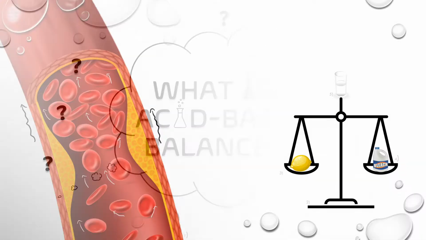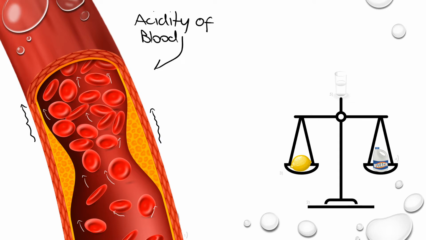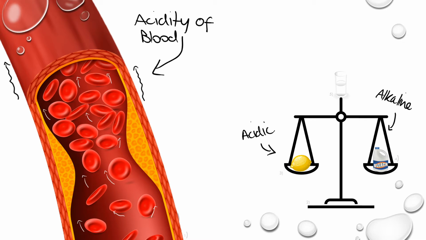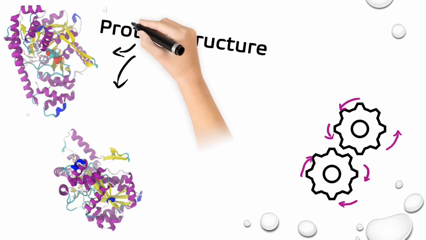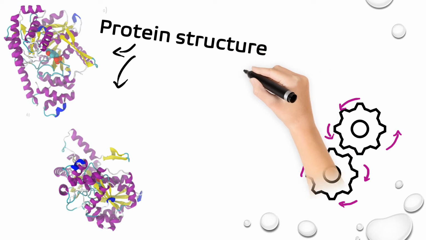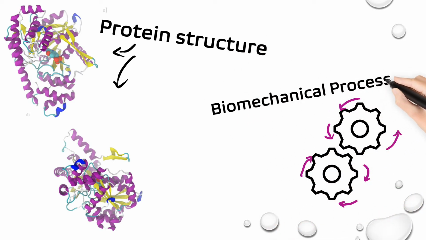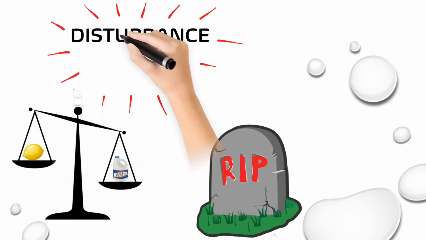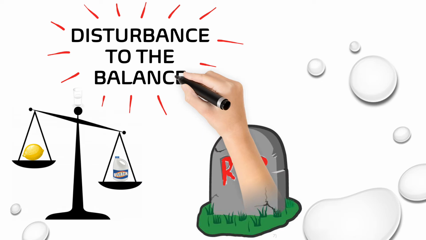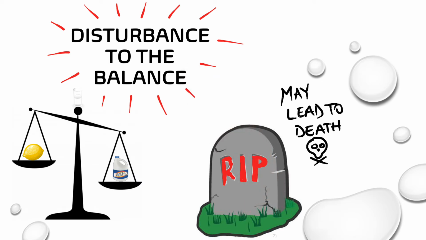So what is acid-base balance? Acid-base balance refers to the acidity of blood. Our bodies need the correct balance of acidic and alkaline compounds to function properly. It is extremely detrimental to protein stability and optimal biomechanical processes, which is maintained through a constant blood pH level. Any disturbance or variation to either side of this balance, the vital process is disrupted, which can lead to death.